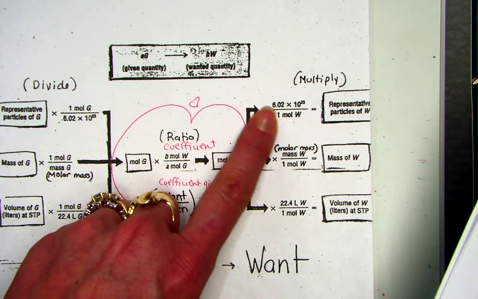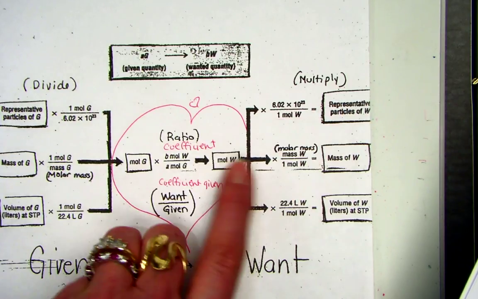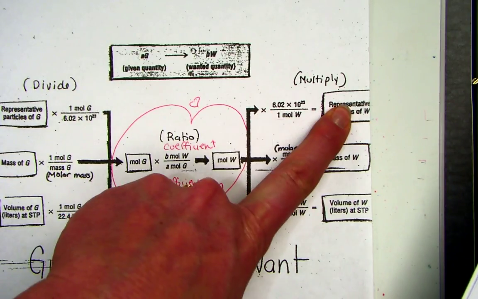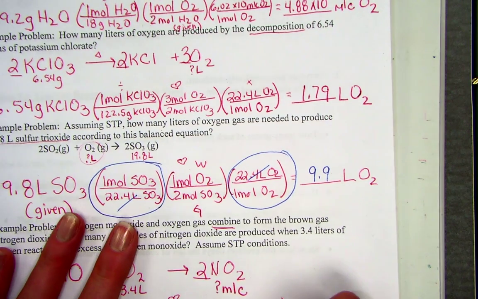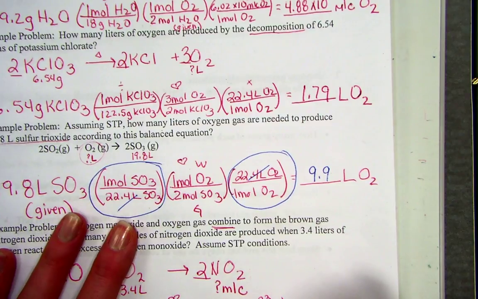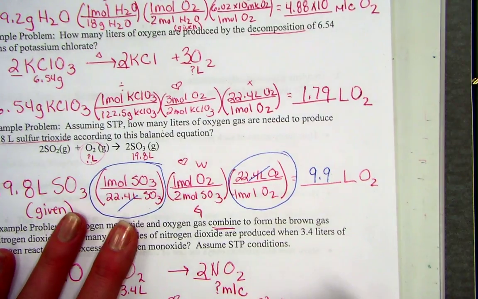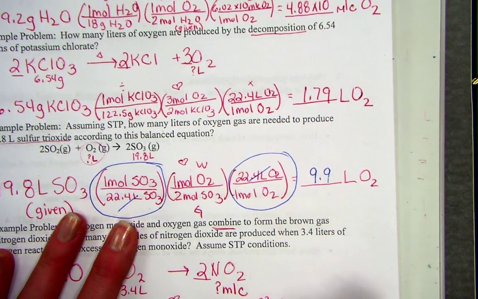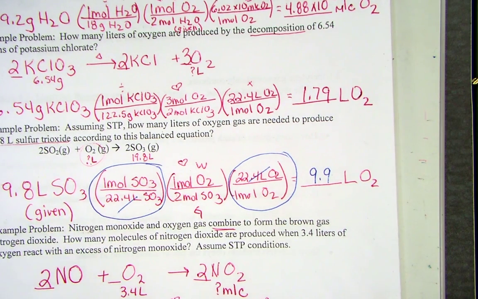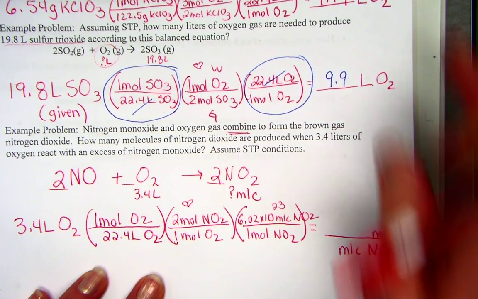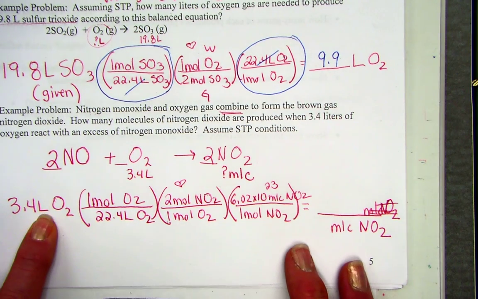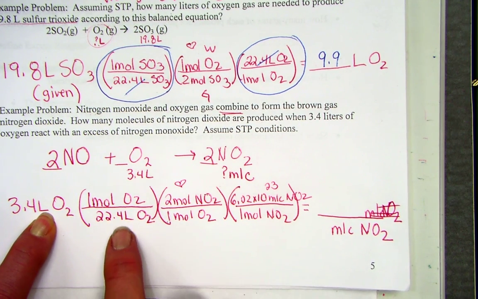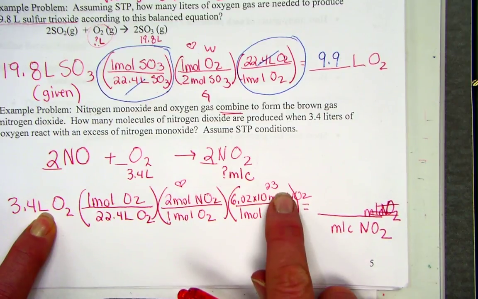Here we are on our roadmap at moles of what we want. We want to count the number of particles. To go up to the world of molecules, we use Avogadro on our conversion. 6.02 times 10 to the 23rd molecules of NO2 is equivalent to 1 mole of NO2. Let me get that on the screen a little better. Starting with the volume, we divide, ratio, multiply.